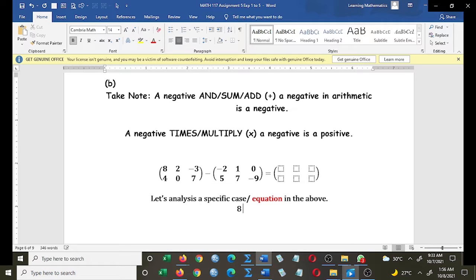8 minus negative 2. What else? That's not an equation. What else? Equal. Equal what? Equal 10.